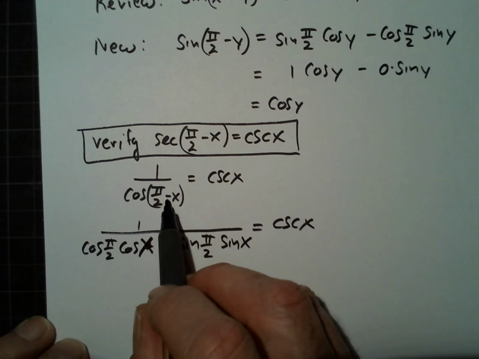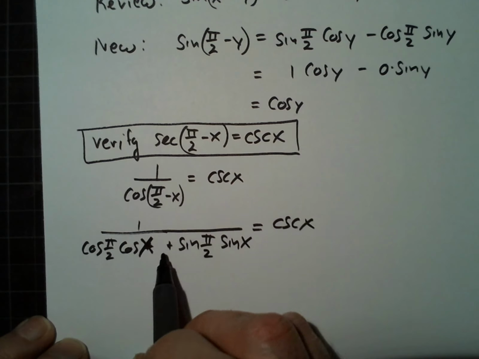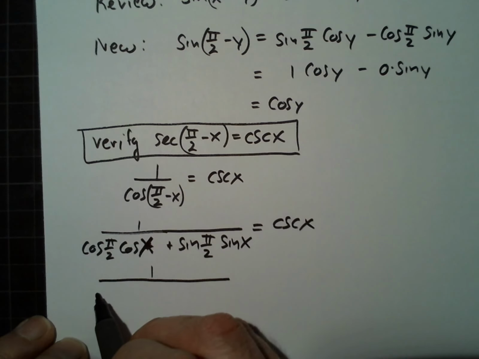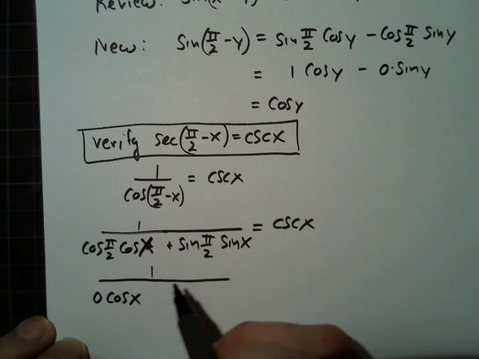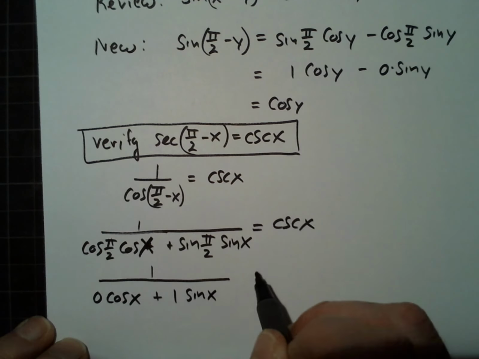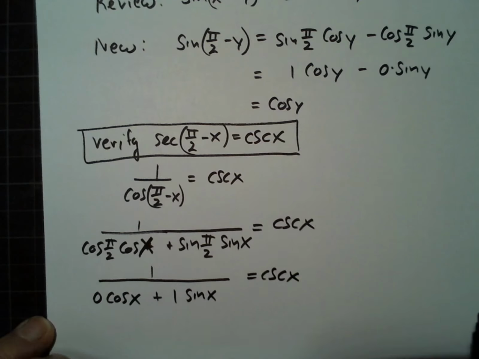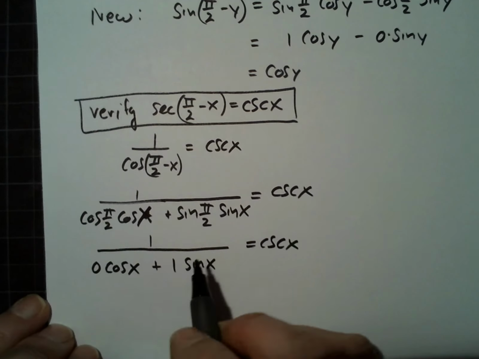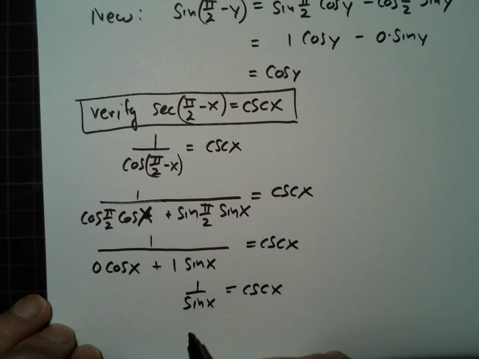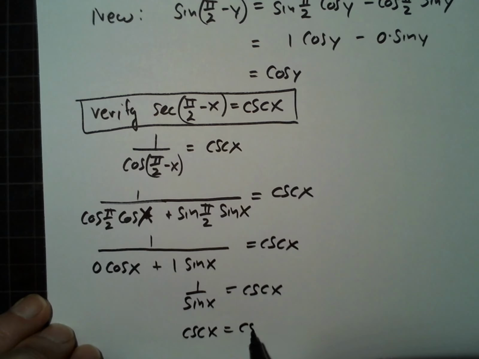With the cosine formula, we change the operation, and cosine of pi over 2 is 0. Sine of pi over 2 is 1. And we're left with 1 over sine, which is cosecant.